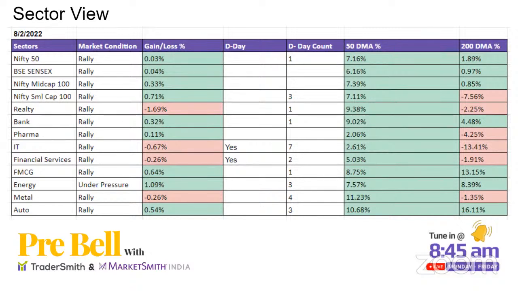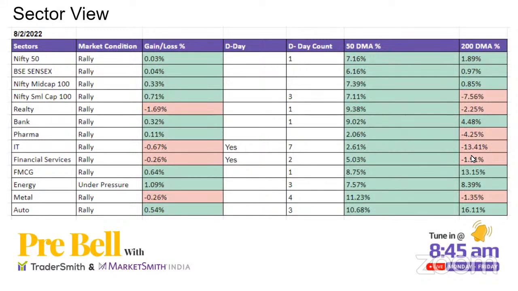Talking about your 50 DMA, all the indices are trading above the 50 DMA, which is a really good sign. Even your major market indices, some of them, are now trading above the 50 DMA. Even Nifty Mid Cap 100 has retaken its 200 DMA, which is a good sign. The only sector index trading well below its 200 DMA is your Nifty IT, which is trading 13.4% below its 200 DMA.